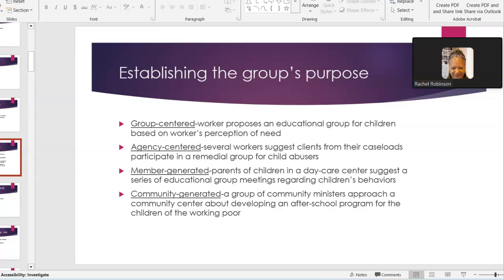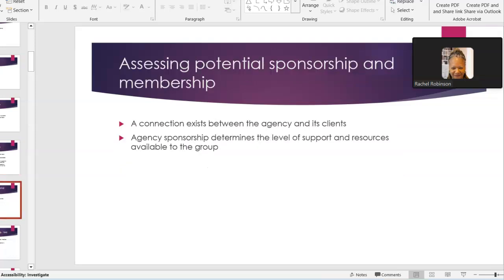You have member generated, right? So parents and what they're doing. You have community generated, right? So when you're talking to Nancy about the group's purpose, break it down. Identify where her group purpose is going to be generated from. Is it going to be group-centered, member generated, agency-centered, etc.?